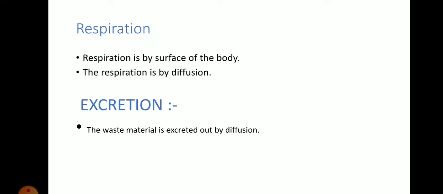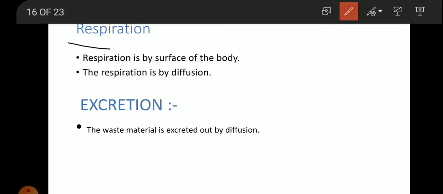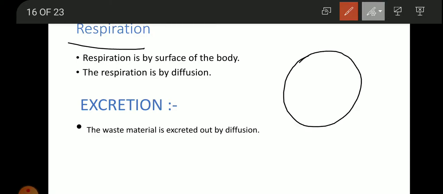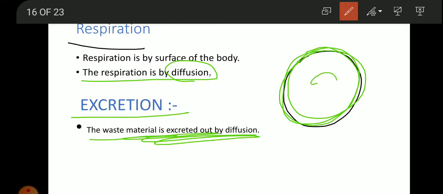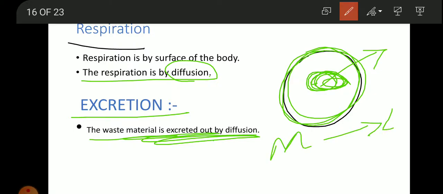Okay, respiration: how does Elphidium respire? Elphidium respires by the body surface. Here the surface of the body respires, so respiration is by diffusion. And excretion: the waste material is excreted by diffusion. Whatever waste material is produced inside Elphidium will be excreted out through diffusion. Diffusion means movement of water from higher concentration to lower concentration.